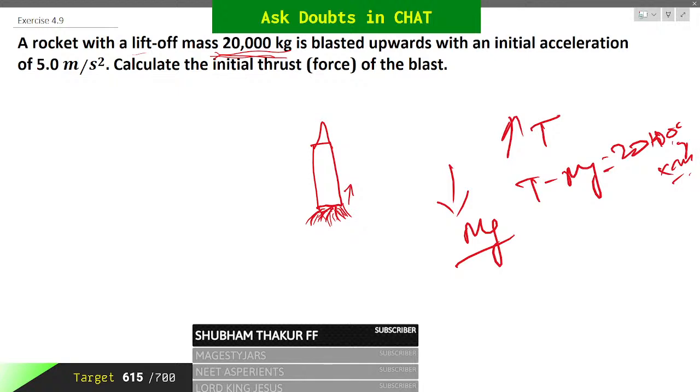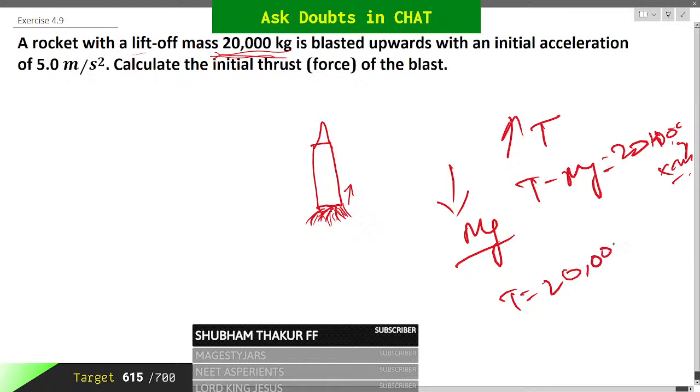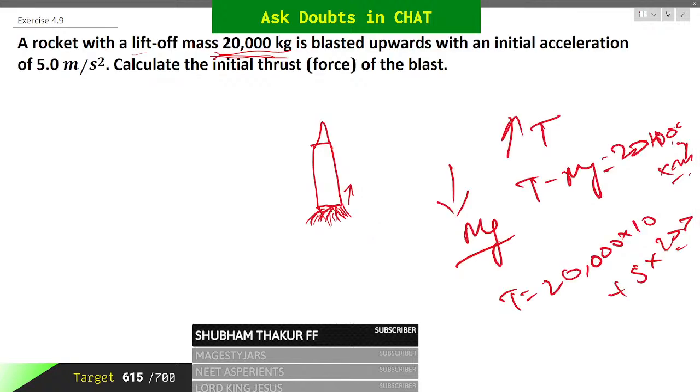So here T would be equal to 20,000 multiplied by 10, plus the net acceleration, that is 5 times again 20,000. That's how we will get the value of thrust. Just wait a second. Now moving on to the next question.